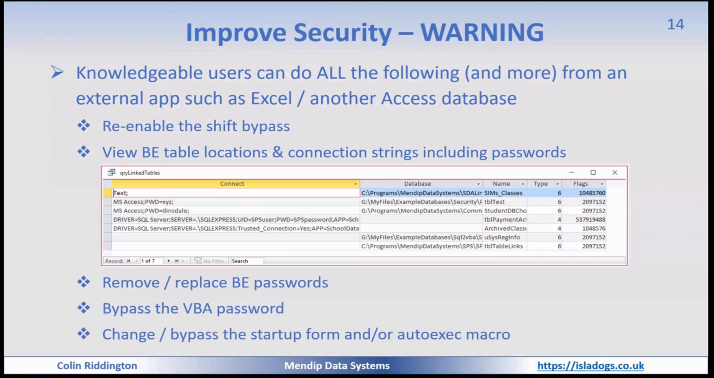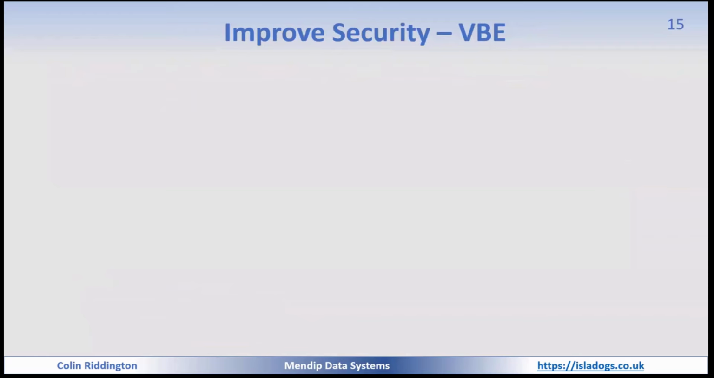If you have a startup form, they can bypass it because of the shift bypass thing, or they can change your startup form to prevent that code running. If you've got an auto-exec macro, which, by the way, runs after the startup form, they can then replace that auto-exec macro with something that's either innocuous or even worse, malicious, and then they can cause a lot of damage. So you need to find ways of mitigating this as much as possible. That's an awful lot that people can do if they know how to do it.